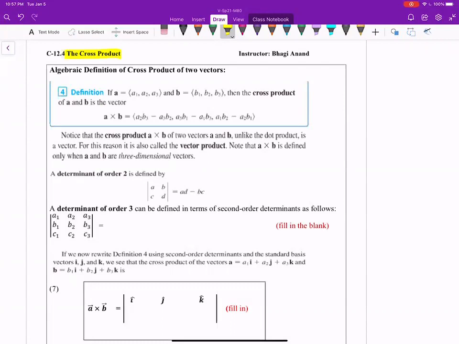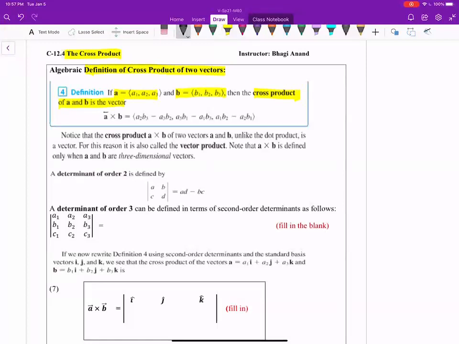Then in section 12.3, we saw how to take the dot product of two vectors, and we found that the dot product was a scalar. Now we are going to do another product known as the cross product, which is a vector. So what is the algebraic definition of the cross product of two vectors? The vector A has components A1, A2, A3, and vector B has components B1, B2, B3. Then the cross product of A and B is the vector A cross B.